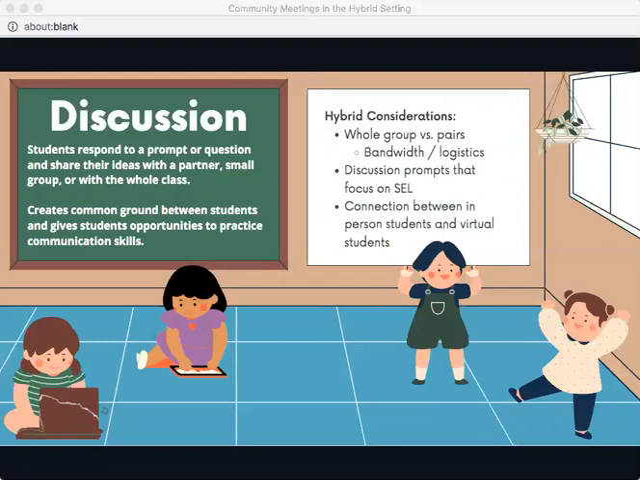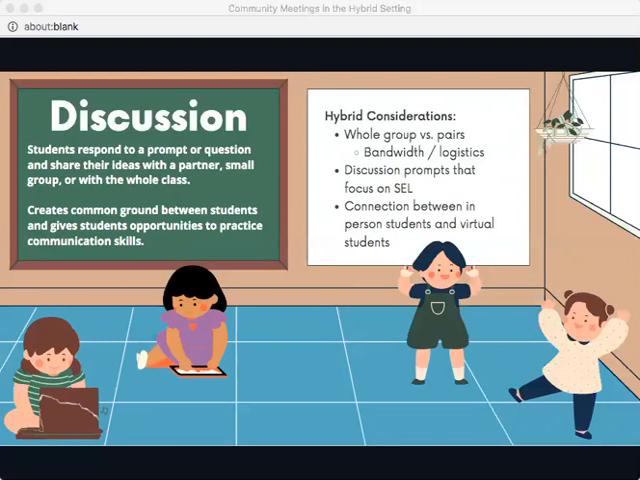This helps students to form relationships with one another, find common interests, and practice important communication skills that are transferable to other academic tasks. So when we're thinking about using a discussion in the hybrid setting, we want to think about the whole group discussion versus those pairs or triads. So maybe in the beginning, it makes more sense to have a whole group discussion. That might help with bandwidth and just general logistics. And perhaps we can move to students discussing in pairs.